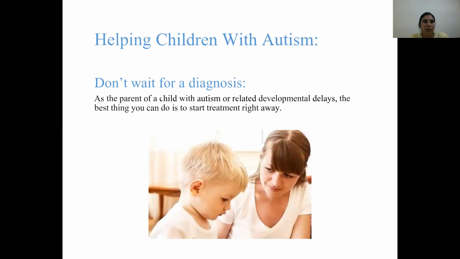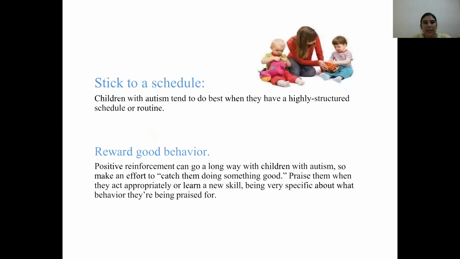Helping children with autism. Don't wait for a diagnosis. As the parent of a child with autism or related developmental delays, the best thing you can do is to start treatment right away. Stick to a schedule. Children with autism tend to do best when they have a highly structured schedule or routine.